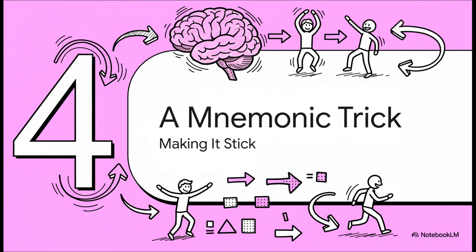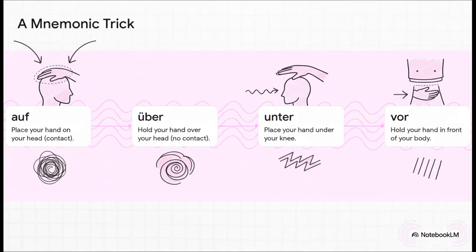So good. Okay, to really burn these two-way prepositions into your brain, we're going to try a little physical trick. It sounds kind of silly, but research actually shows that when you connect learning with physical movement, it helps you remember things way better. So seriously, go ahead and do this with me. Auf is on something with physical contact. Put your hand on your head. Now, über is over, but with no contact. Hold your hand over your head. Unter is under. Put your hand under your knee. And vor is in front. Hold your hand out in front of you. Doing this creates these physical anchors in your memory, and it makes the recall so much faster.